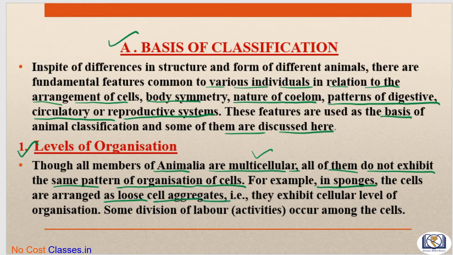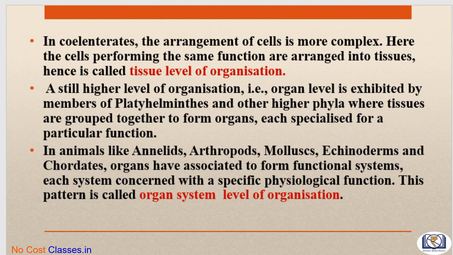Cells hain iske andar mein, toh cellular level of organization hai, lekin kaise hai, jo cells hain woh aapas mein loosely arranged hain, koi specific relation ya koi aur communication woh carry nahi karte hain. That means aage bataya bhi hai, they exhibit a cellular level of organization. So if somebody asks for the sponges, what kind of cellular organization they have? They have cellular level of organization. Some division of labor activities occur among the cells. Fine, we'll move on with the different phyla.